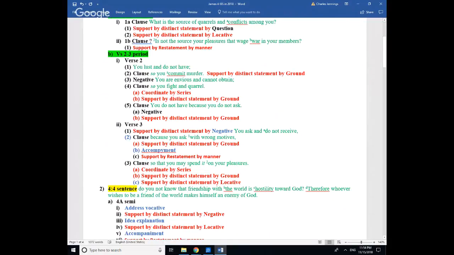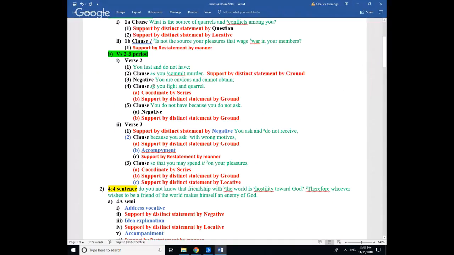Then you have the negative. You are envious and cannot obtain. So you keep having this: you lust, you are envious. That's in parallel. And do not have and cannot obtain. That's kind of in parallel. So it doesn't seem to be a unique statement.